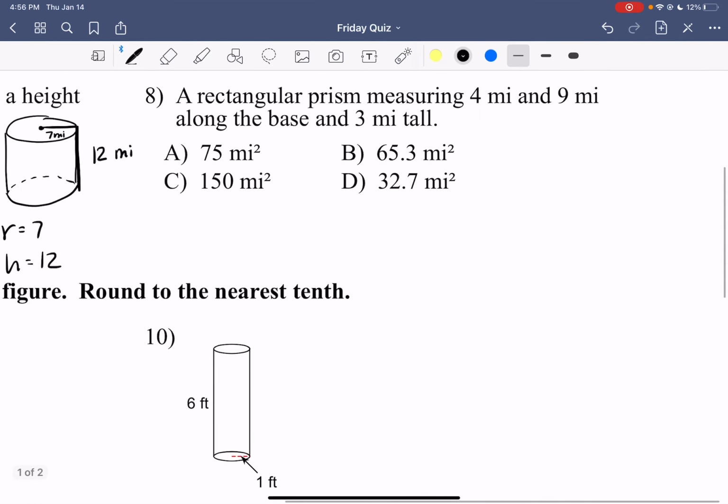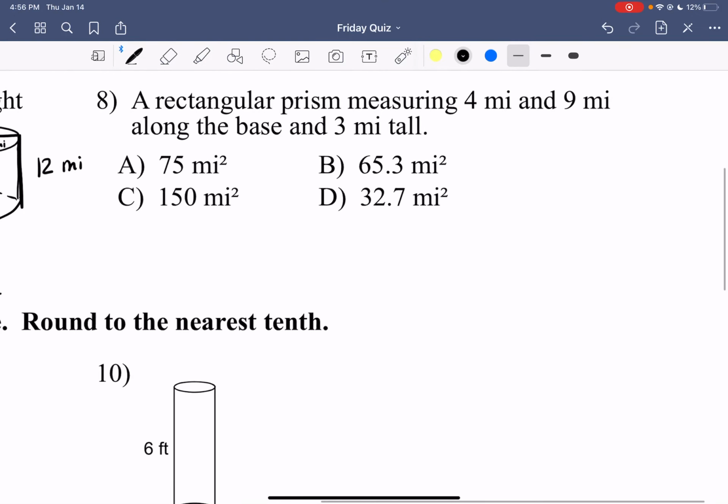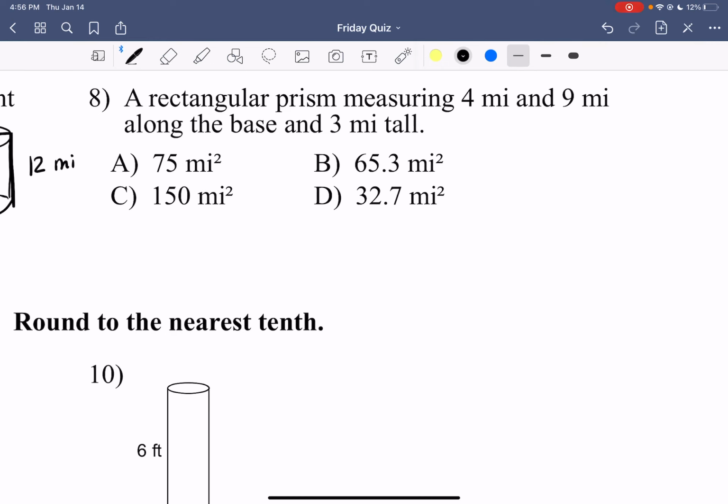And number 8, we have a rectangular prism measuring 4 miles and 9 miles along the base and 3 miles tall. Okay, I'm going to just test my drawing skills really quickly. Let's see here, if I can draw a decent... This is really hard to draw. Okay. All right. It's close.